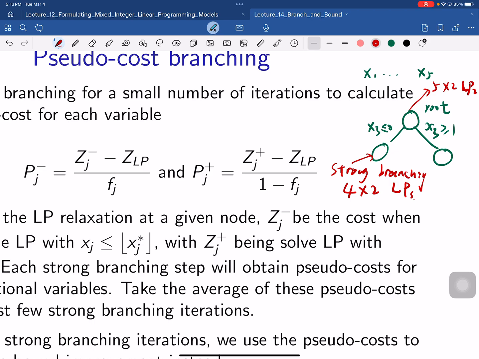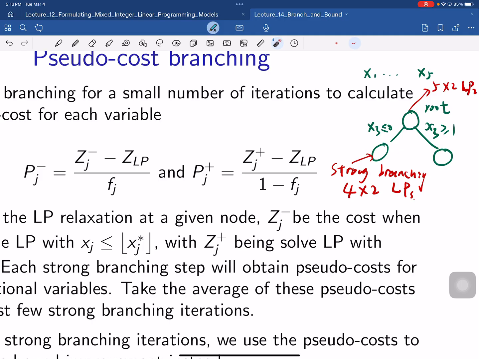Okay, so now the argument is saying, instead of solving additional 4 times 2 LPs, I'm going to use the bound improvement I got at the root node as a surrogate of the strong branching score at this particular node. Okay, so I'm saving some time in solving additional LPs, but of course, this sort of pseudo-cost I got using the strong branching scores at the root node is not very accurate, right?